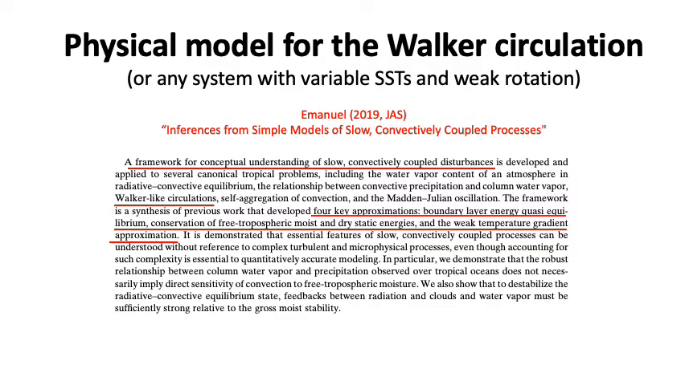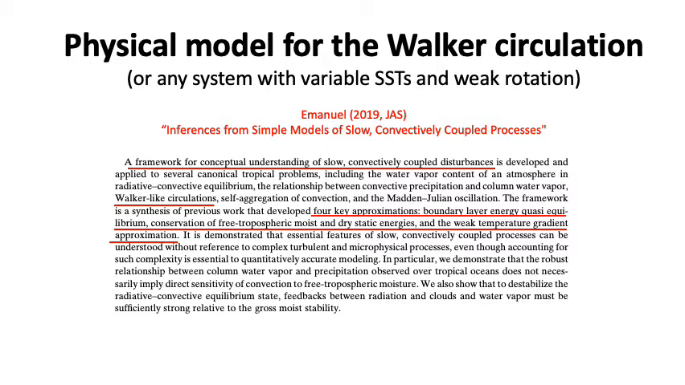Okay, so we're going to talk about a very basic intro and conceptual level understanding of a physical model for the Walker circulation. Here I'm going to emphasize that when we talk about the Walker circulation, we're really thinking about any system with variable sea surface temperatures and weak rotation. So it's a very general case, and it's something that you effectively created in your tank labs, looking at the no and weak rotation cases, where you generally get thermally direct overturning circulations where fluid rises where it is relatively warm.